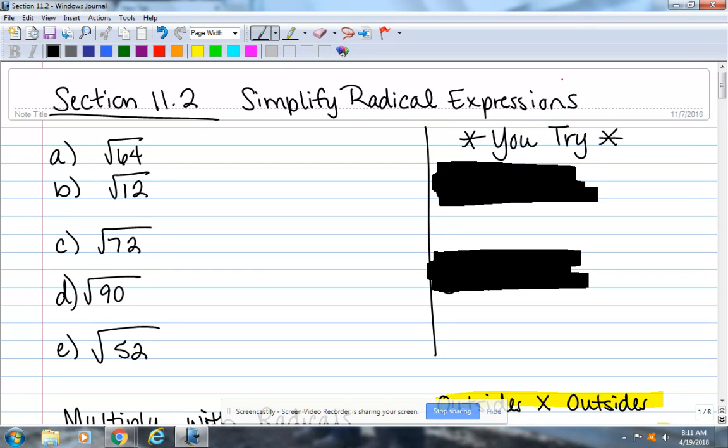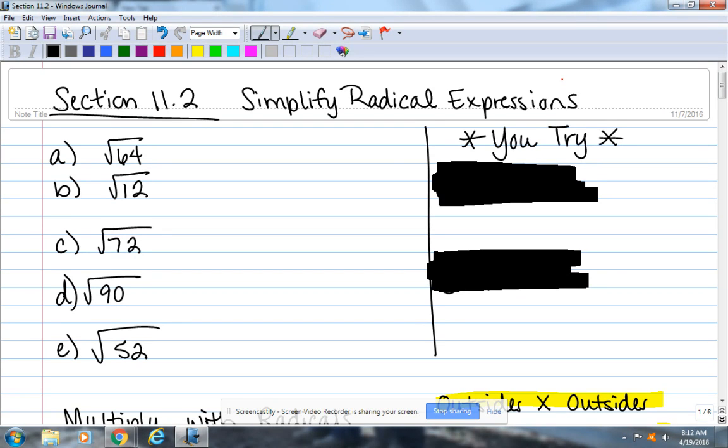We are not going to type these in the calculator and get a decimal. We're simplifying the radical. If we type these in the calculator and get decimals, those are approximated answers. Those are not exactly correct answers. So what we're trying to do when we simplify radicals is get exact answers.